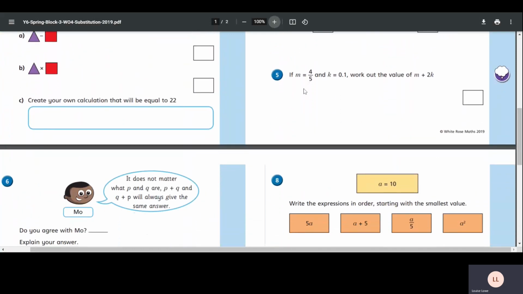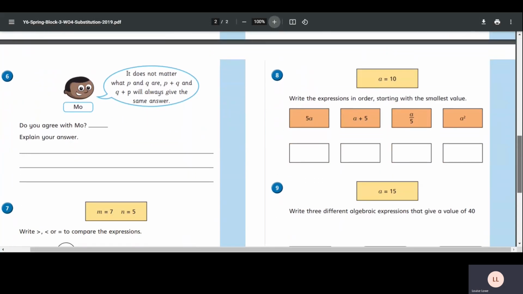Right, this one, if M equals 4 over 5, so that's like 4 divided by 5, and K equals 0.1, then you've got to work out the value of M, which is the answer to 4 divided by 5, plus 2 lots of K. Well, you know that K equals 0.1, so 2 of those, okay, 2 times 0.1. All right, so you're going to have to do a little bit of working out on some paper to do that one, or underneath there's plenty of space.